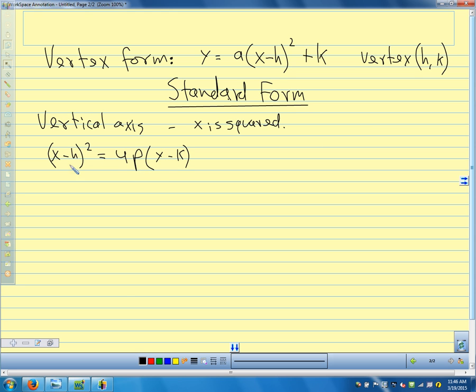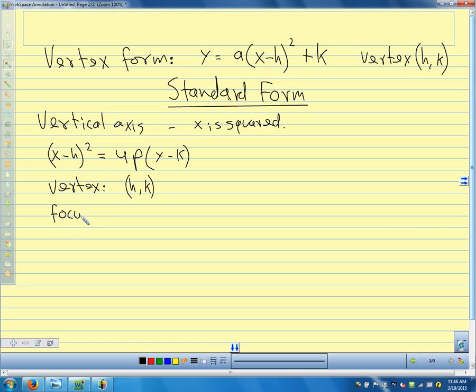So notice in standard form that the squared part, whatever part is squared, is by itself on one side of the equation. Everything else is on the other side of the equation. Our vertex here is at the point (h, k), just like in vertex form.